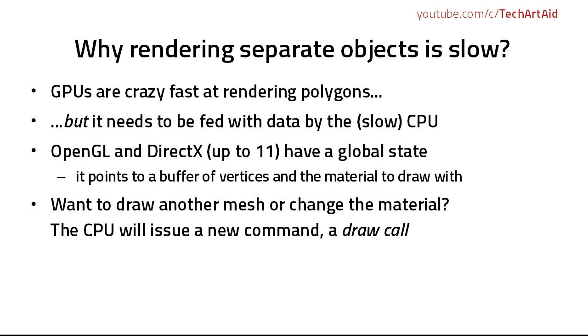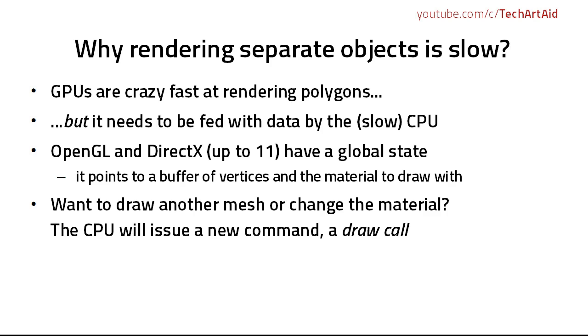So why is rendering separate objects so slow? Well, the GPUs are crazy fast at rendering polygons, but they need to be fed with data by the comparatively slow CPU. OpenGL and DirectX up to 11 were designed in such a way that they have a global state. The global state contains the information about the current material to use and the current set of vertices to use, only one at a time.